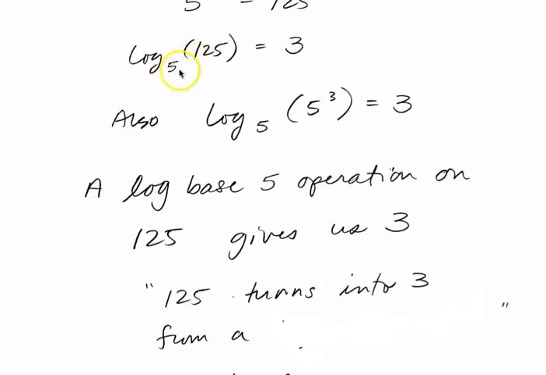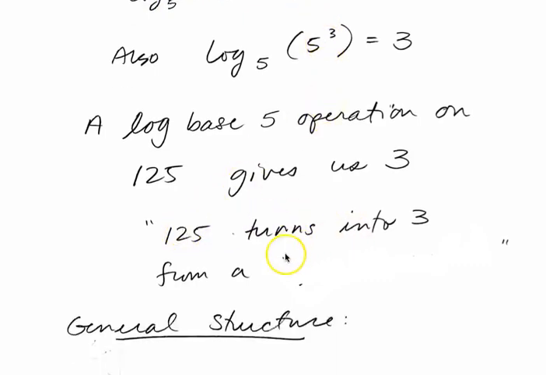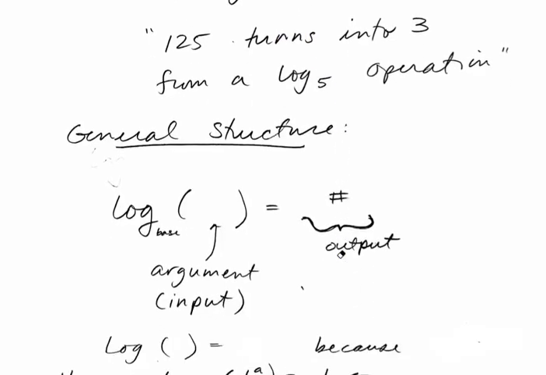A log base 5 operation on 125 gives us 3. So 125 turns into 3 from a log base 5 operation would be another way to say that. So from a general structure of logarithms, this is our argument. You've got your base right there. That's the argument, that's the input. The output, this thing equals the output.